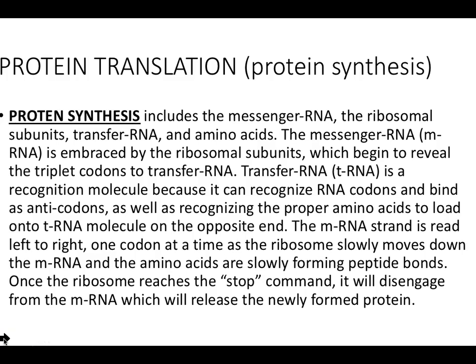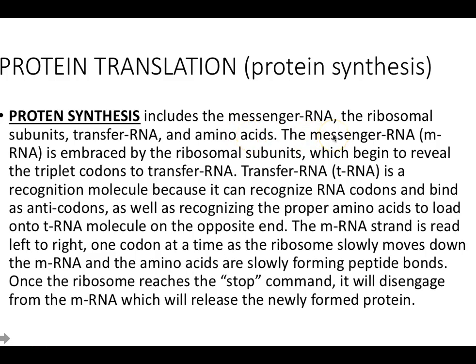Now, in the cytoplasm is where you're going to build your protein. You're going to build your three-dimensional protein made of amino acids. The process is called protein translation. It can also be called protein synthesis. And so in protein synthesis, you have your messenger RNA, you have your ribosomal subunits, you have your transfer RNA, and you have your amino acids.